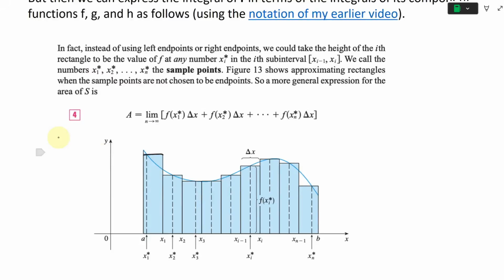So here's just a rectangle like this, where the height of this rectangle is going to be this sample point x1 between a and x1, right there, or x naught. This is x naught or 1. So this is the point there. But the whole idea of this x1 star is that it doesn't need to be the endpoint. It doesn't need to be x1, it doesn't need to be x2. If it was x2, it would go like this. If it was x1, it would go like this. But it's just any point in between them.